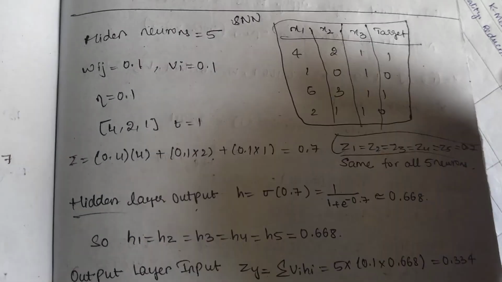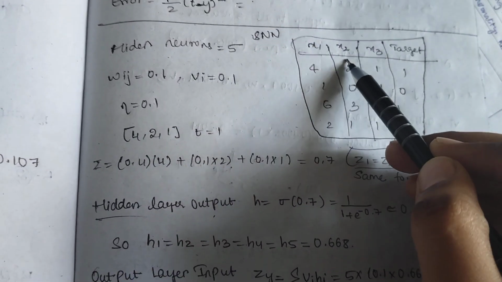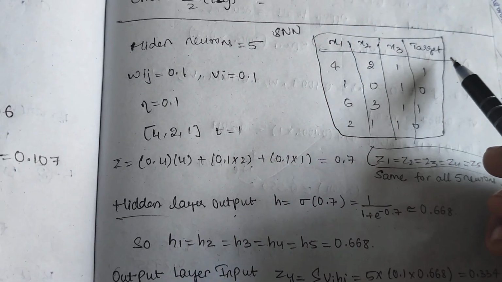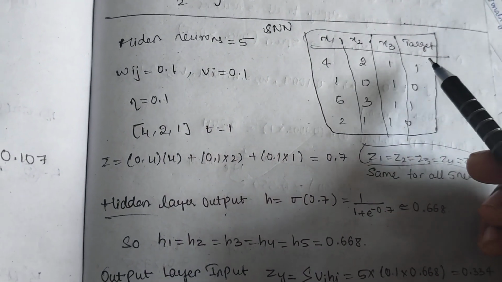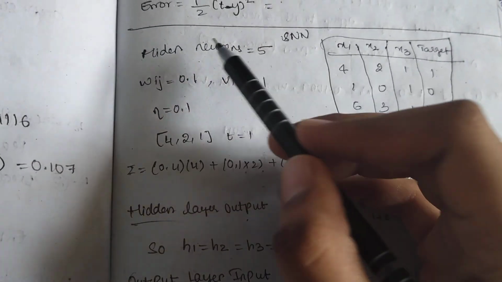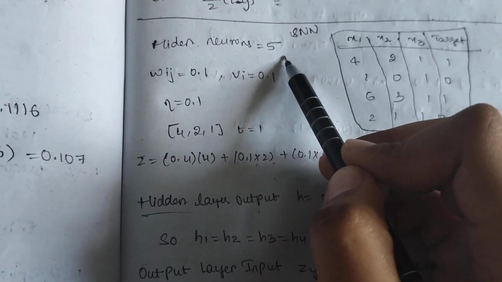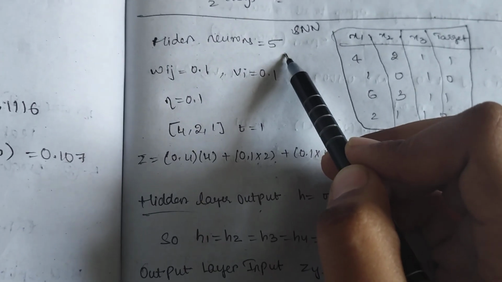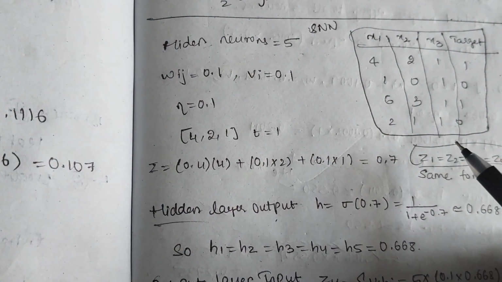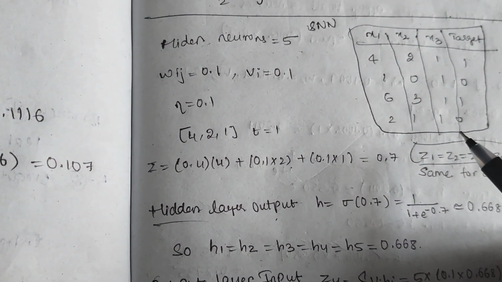We are given three input features, as you can see, x1, x2, x3. These are the three input features, and the target output is 1 or 0, that is spam or not. And a neural network with 5 hidden neurons, like we are taking 5 hidden neurons. We will train this network using the given data. So let me first show you the structure of the neural network.